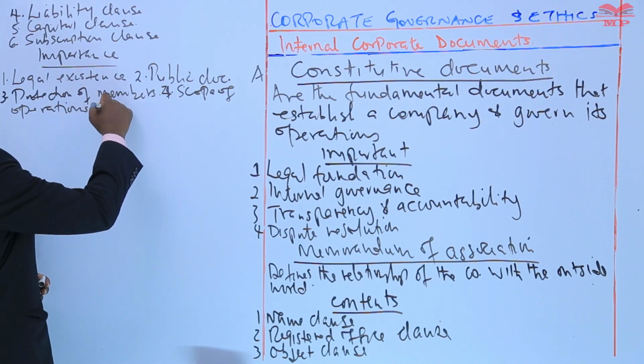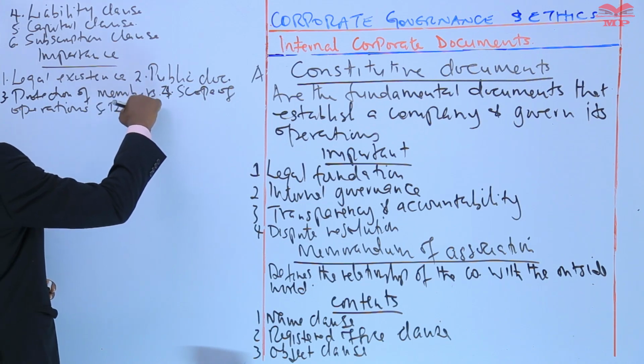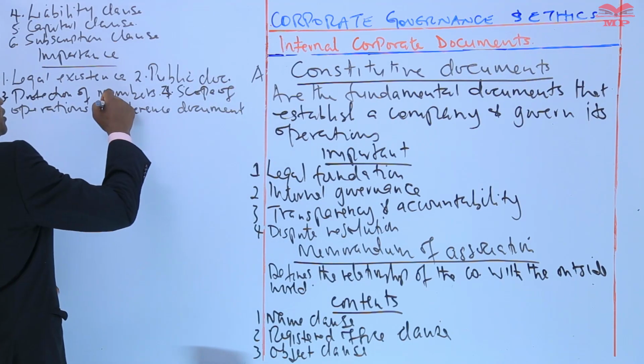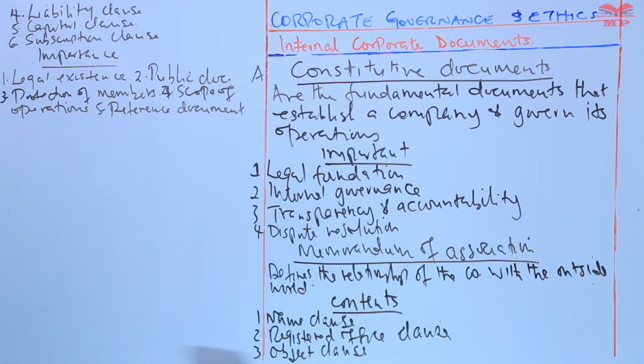Five, it can be used as a reference document. It serves as a reference document for various legal and regulatory purposes. So these are five reasons why a memorandum of association is important.